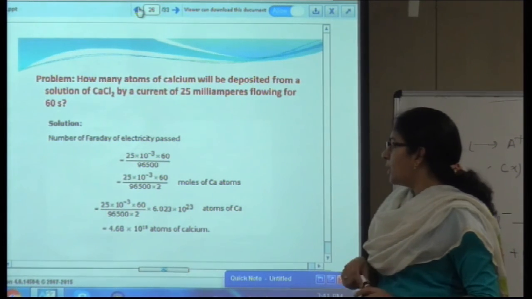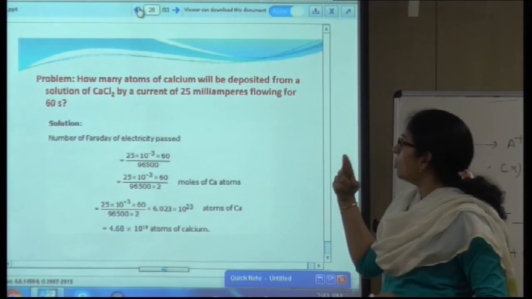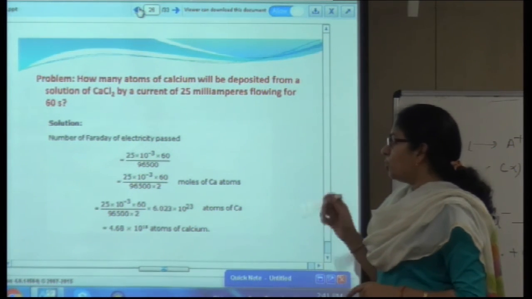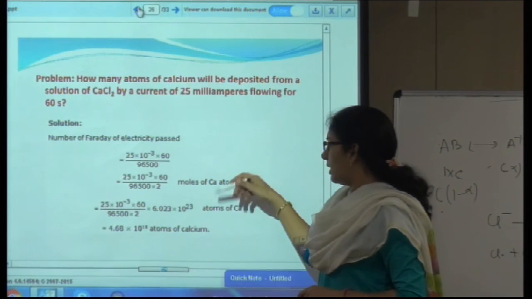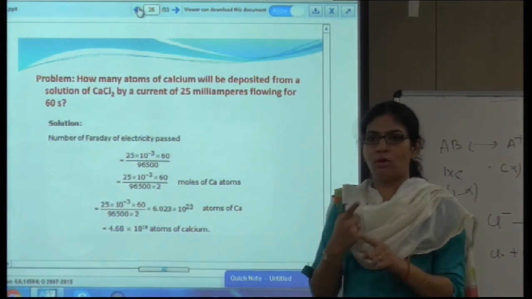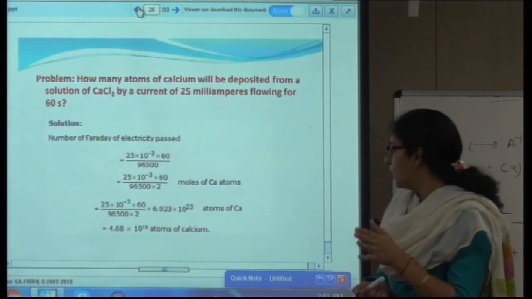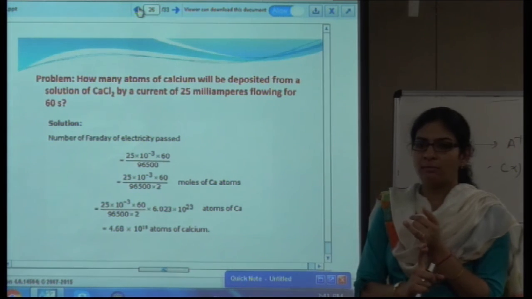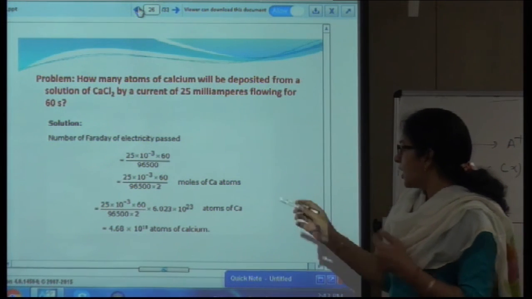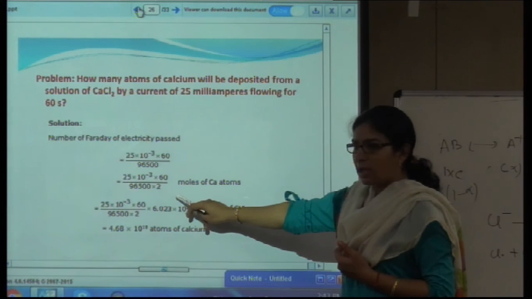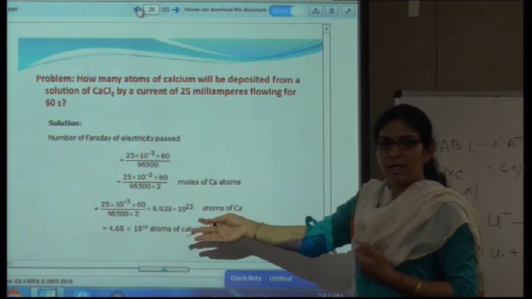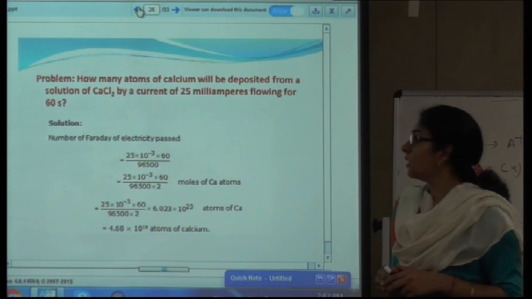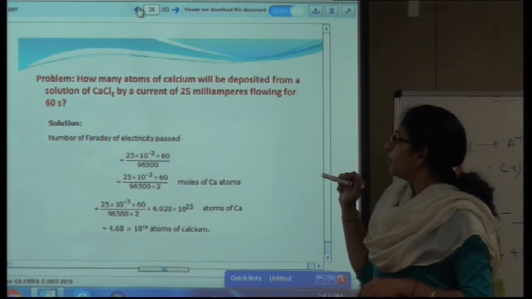You require 2 Faradays in order to deposit calcium, because calcium is Ca 2 plus, so 2 electrons. So you require this much to deposit 1 mole of calcium. For atoms, in 1 mole you have Avogadro number of atoms, so you multiply the moles by Avogadro number and you get those many atoms. Is it clear to all of you or not?